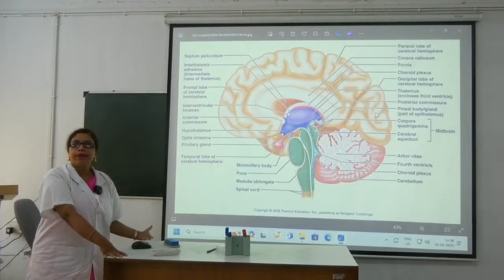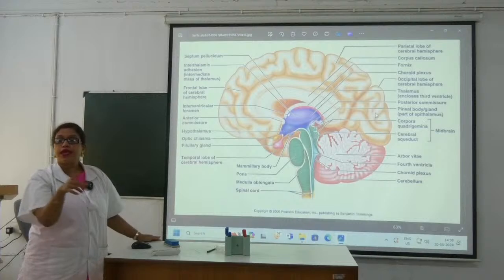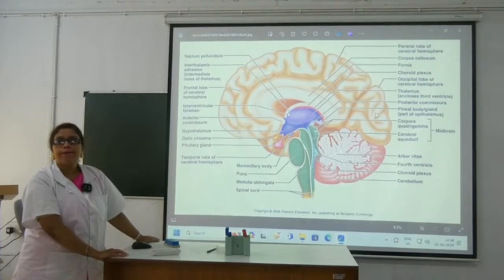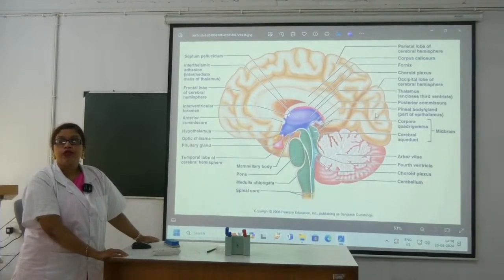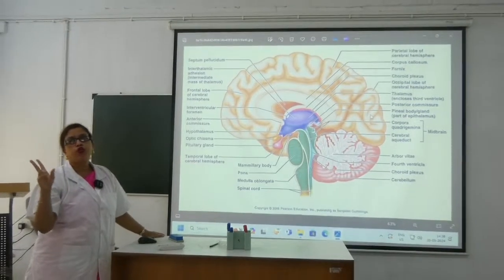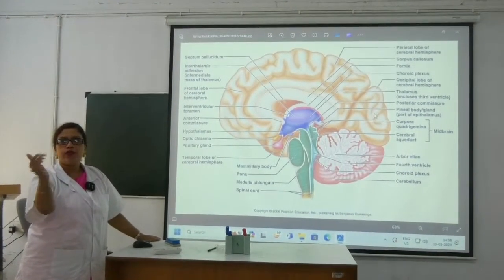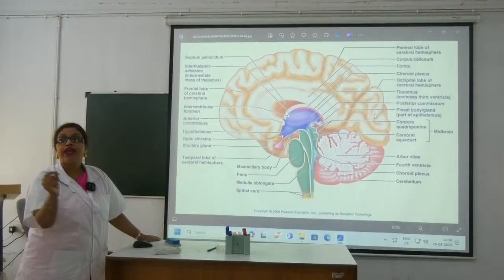And the name signifies what would be the shape of this tentorium cerebelli? It would look like a tent. Okay. Now see, the tent has got two ends, one anterior end, one posterior end. So where would it be attached?